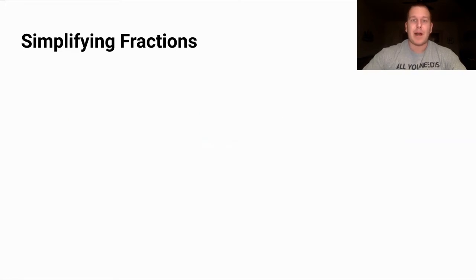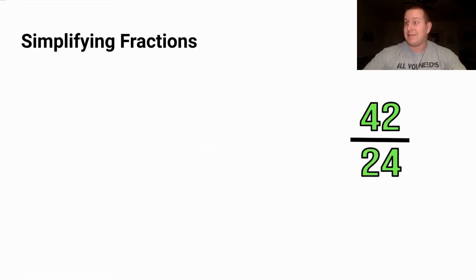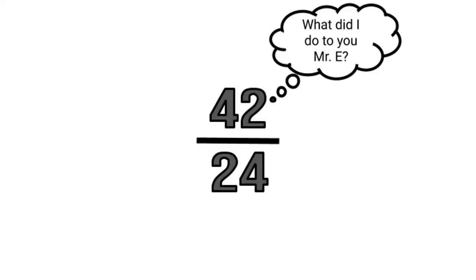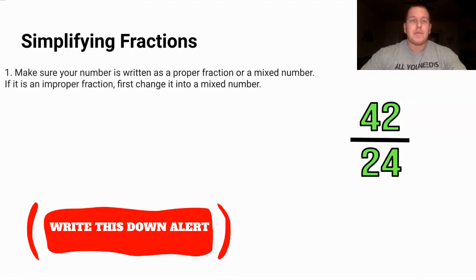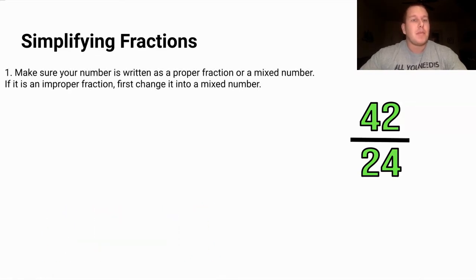Let's say we had a fraction here. Oof, this fraction is improper. Let's take a look at the steps that we're going to need to simplify this fraction. So step 1, make sure your number is written as a proper fraction or a mixed number. If it is an improper fraction, first change it into a mixed number.